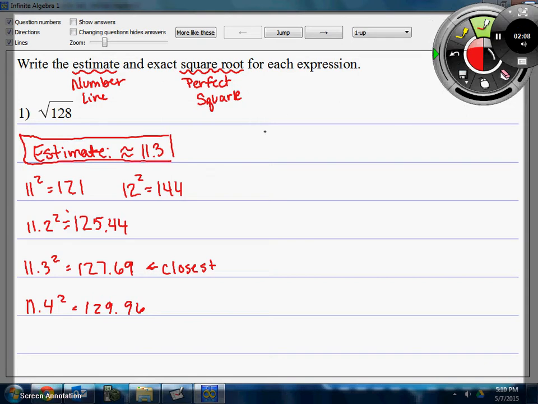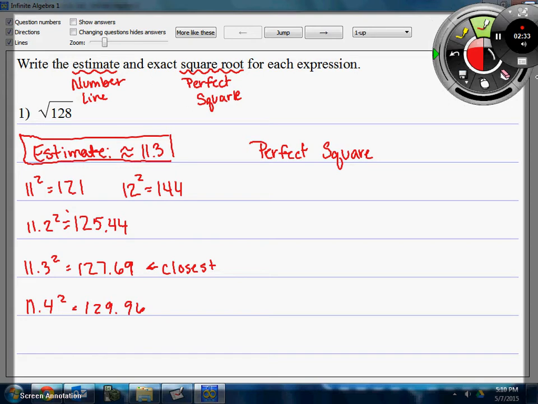Okay, so let's look at the perfect squares method. I need to think about some factors of 128 that are also perfect squares. So that means I'm only going to use numbers like 4, 9, 25, 36, etc. It's really helpful here if you know your perfect squares. So I'm going to take 128 and divide it by 4, and I get 32.